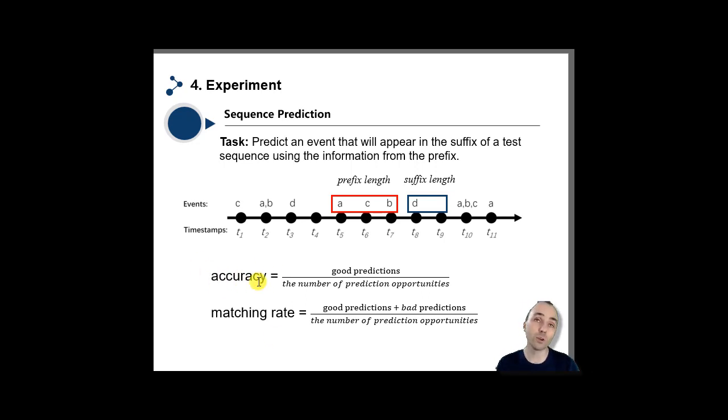The first one is the accuracy, the number of good predictions divided by the total number of opportunities to do the prediction. And the matching rate, which is the number of good or bad predictions divided by the number of prediction opportunities. So that means how many times we were able to make some prediction, out of the number of opportunities. Because sometimes also we don't have the rule. We cannot make the prediction.